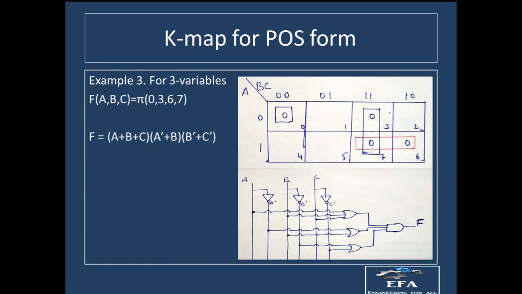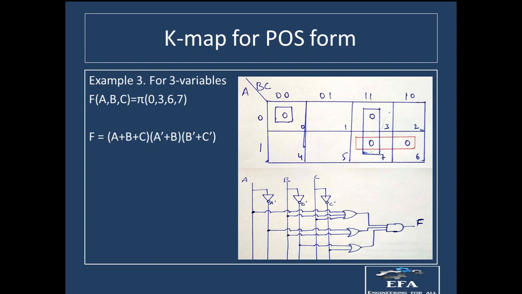Now let us talk about the three variable K map in the POS. Okay, so when you talk about the POS type of expression, in this case it will be slightly different from the SOP. Wherever there is a 0, there will be 1 in this case, and wherever there was 1 in SOP, there will be 0 in this case.